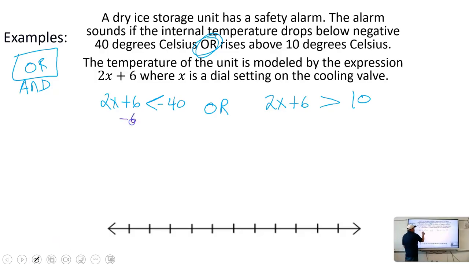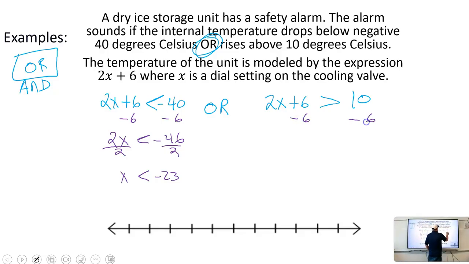So we're going to minus 6 from both sides on this first one. We get 2x is less than negative 46. Divide both sides by 2. And we get x is less than negative 23 for our first boundary point. All right, over here, that's minus 6 from both sides. 2x is greater than 4, because 10 minus 6 is 4. Let's go ahead and divide both sides by 2. And I get x is greater than 2 for my next boundary point.